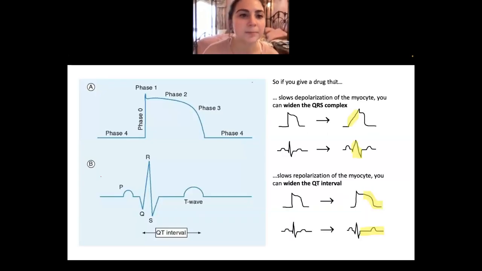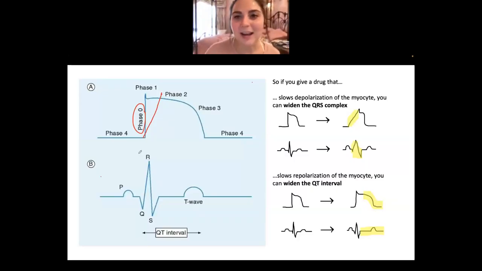So if I'm going to give a drug that's going to slow depolarization of the myocyte, so I'm slowing phase 0 of one single myocyte, it's going to make it look slanty, right? Because again, if it's happening super quick, it shoots up. If it takes longer to depolarize, it's going to look more slanty. It's like, okay, it's going to take a little bit longer.